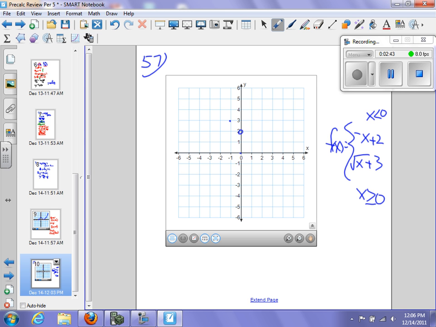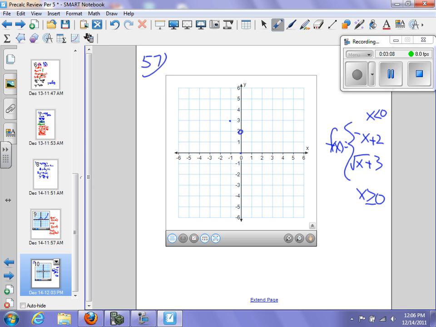Why is it an open circle? Because at x equals 0, this function is undefined, because this part of the function is only for where x is less than 0. Right? So at 0, it's undefined. I just wanted to get an open circle so I know where I'm starting. Okay? And then I can get another point.